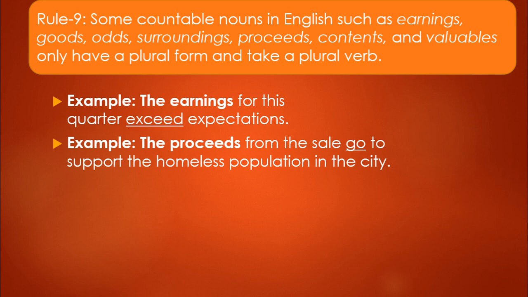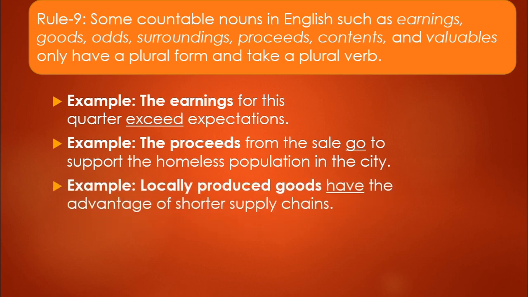The proceeds from the sale go to support the homeless population in the city. So the proceeds is plural here, and we have used a plural verb go here. Locally produced goods have the advantage of shorter supply chains.